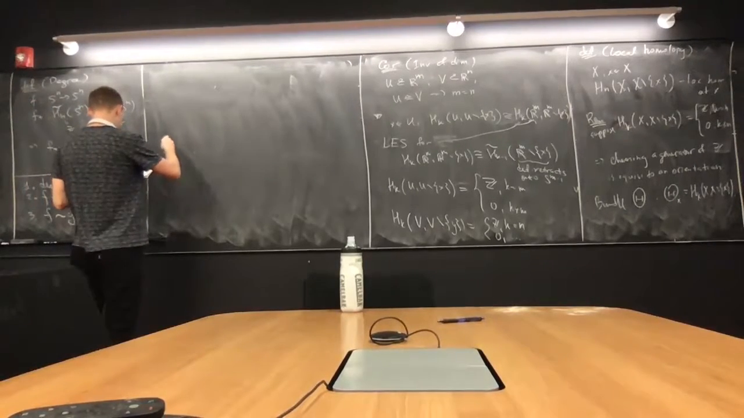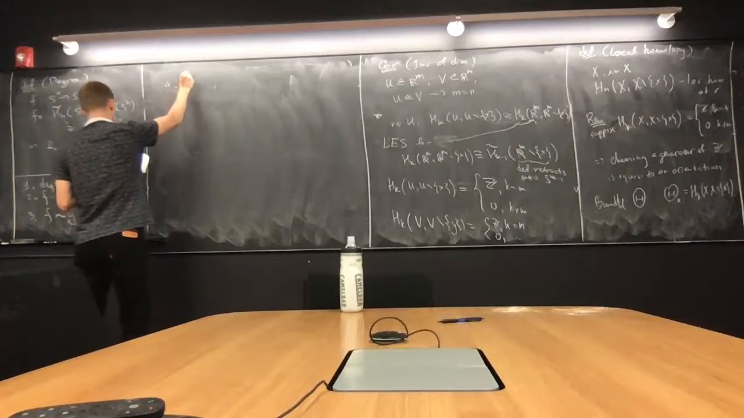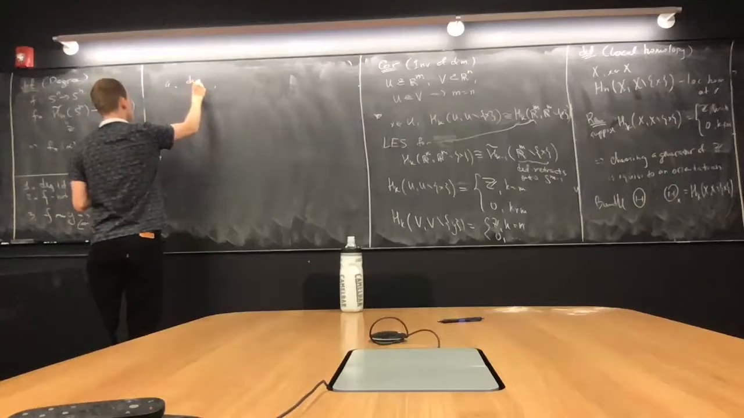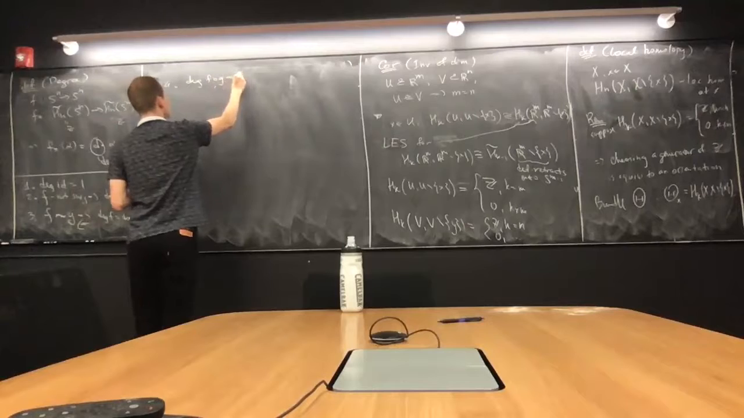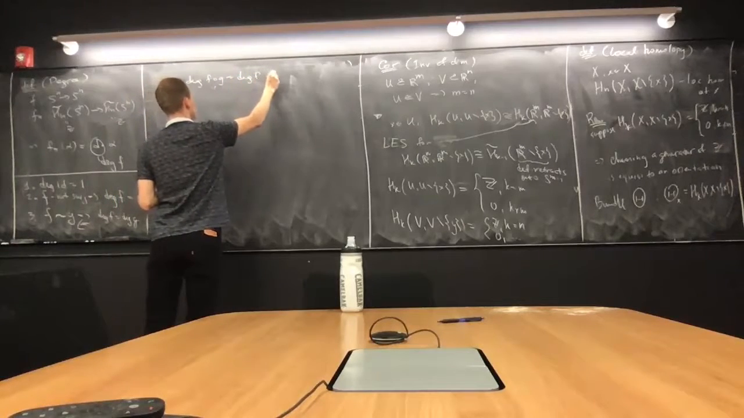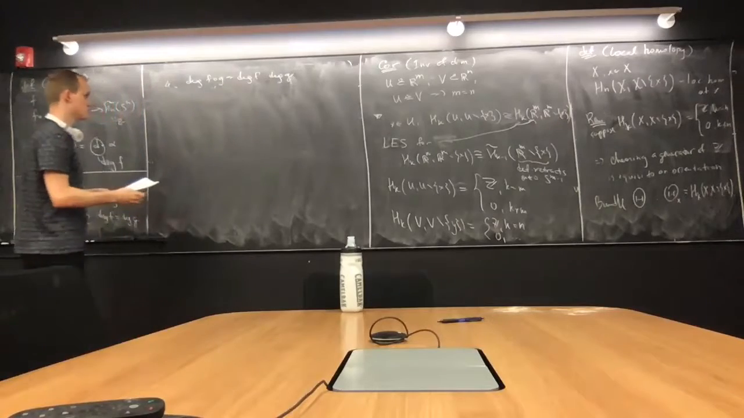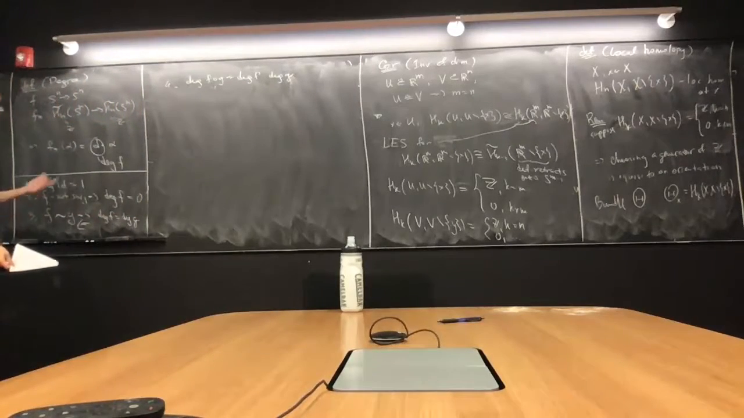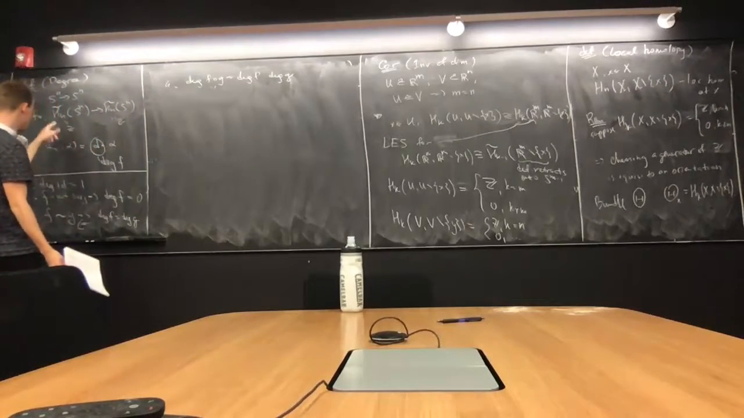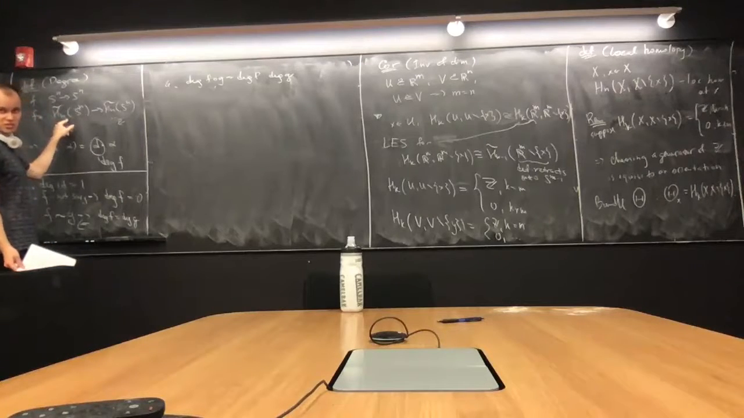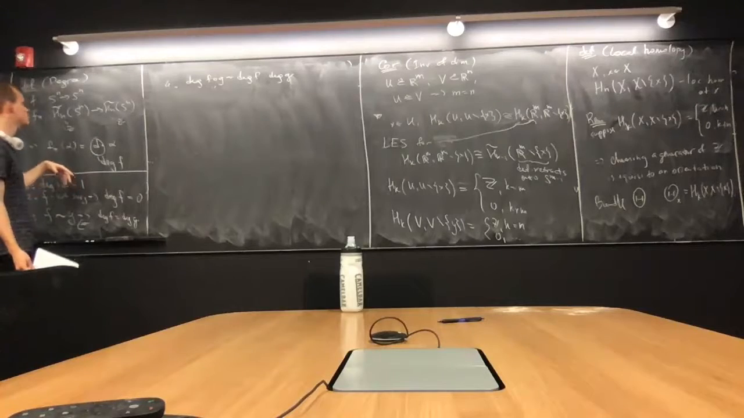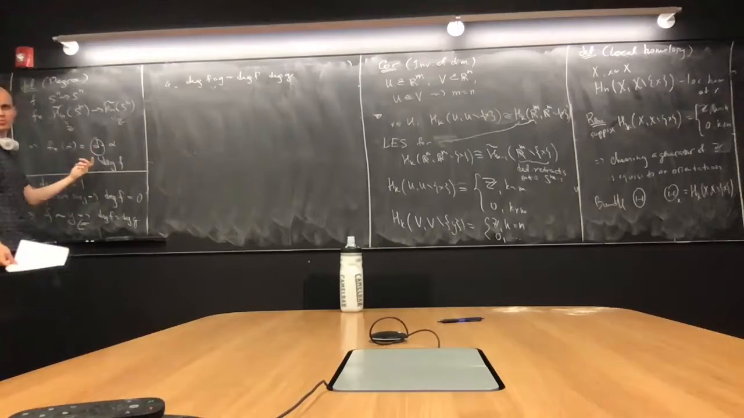And number 4, the degree of the composition is the product of degrees. That's just because f composed with g descended to homology is just the composition of the linear maps. And this is a linear property.